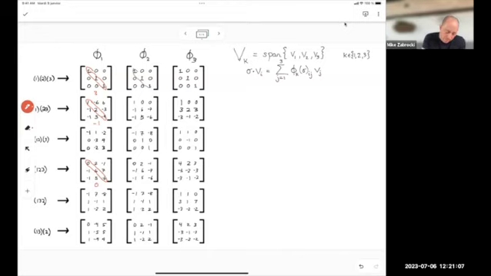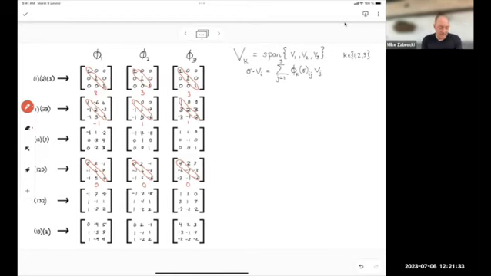For this one, the trace is 3. The trace is 1. The trace is 0. Here, the trace is 3. The trace is 1. The trace is 0.